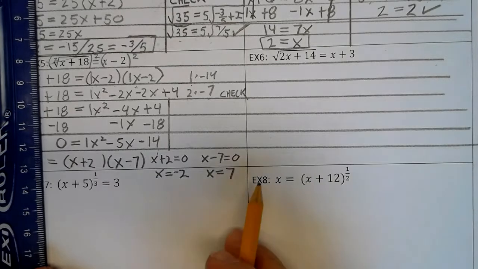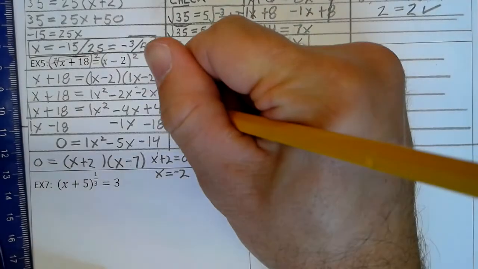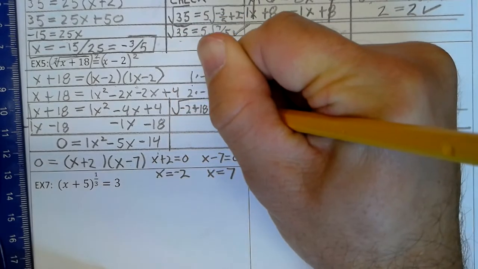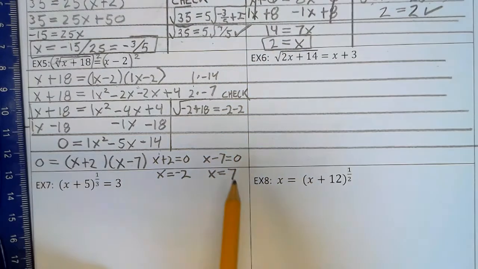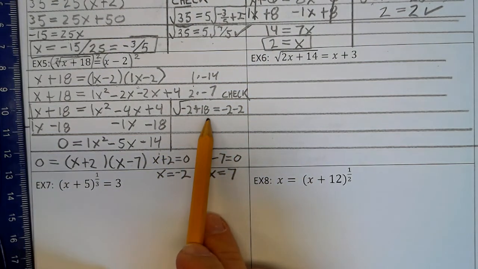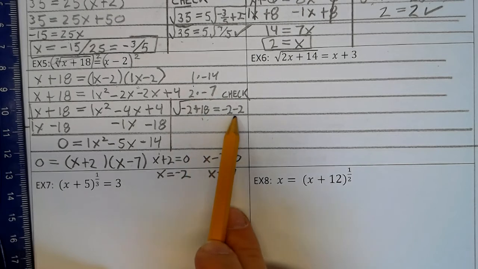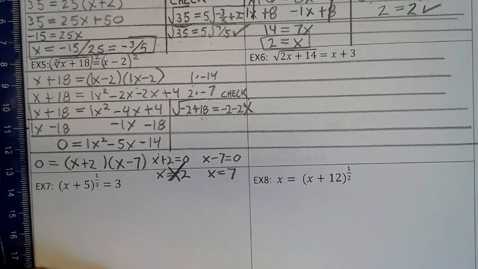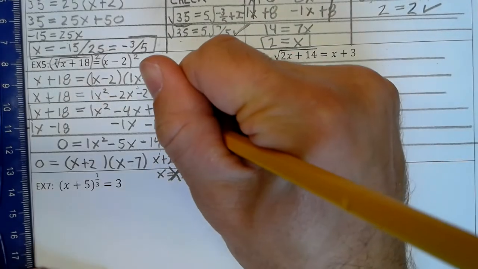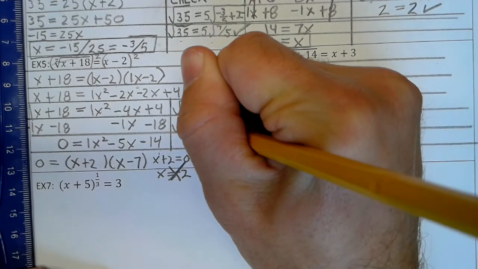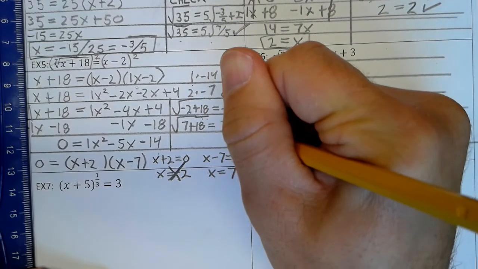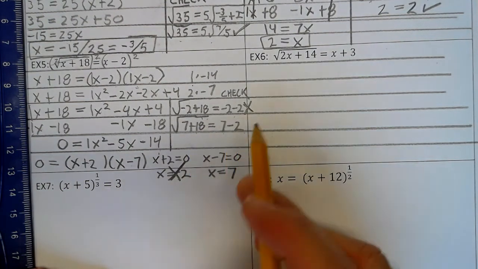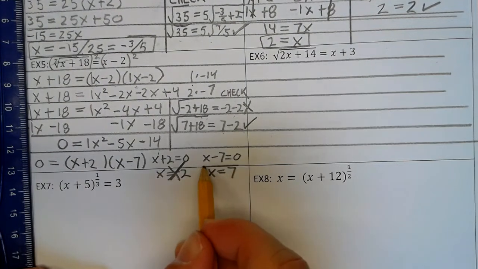Okay, so we substitute negative 2 in, so we get the square root of negative 2 plus 18 equals negative 2 minus 2. Well, that's the square root of 16, which is 4. 4 does not equal negative 4, so that answer doesn't work. So x equals negative 2 is not a solution. Now we try 7. Square root of 7 plus 18 equals 7 minus 2. That's 25. Square root of 25 is 5. 7 minus 2 is 5, so this checks. So x equals 7 is your solution.